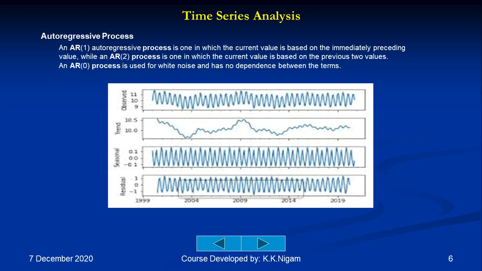Autoregressive process. An AR(1) autoregressive process is one in which the current value is based on the immediately preceding value, while an AR(2) process is one in which the current value is based on the previous two values. An AR(0) process is used for white noise and has no dependence between the terms.